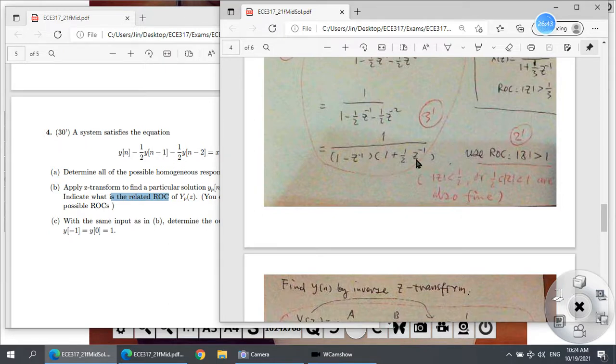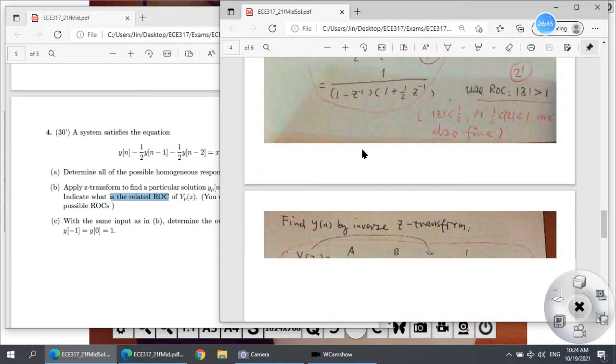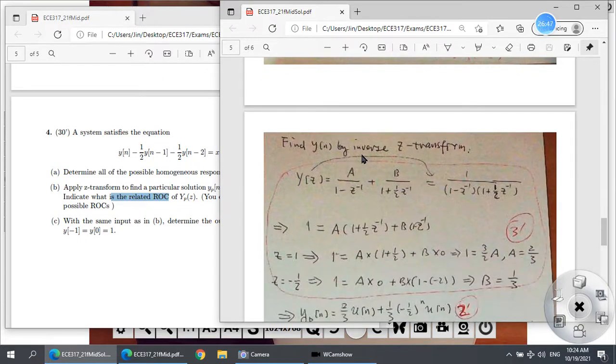Use Z larger than 1 as the RC. And then we need to find y[n] by inverse Z transform. So partial fraction, right? Y equals A over these plus B over these. Then I multiply by the denominator on both sides.